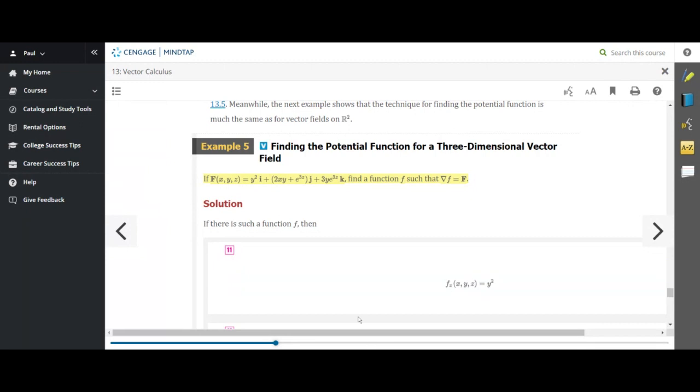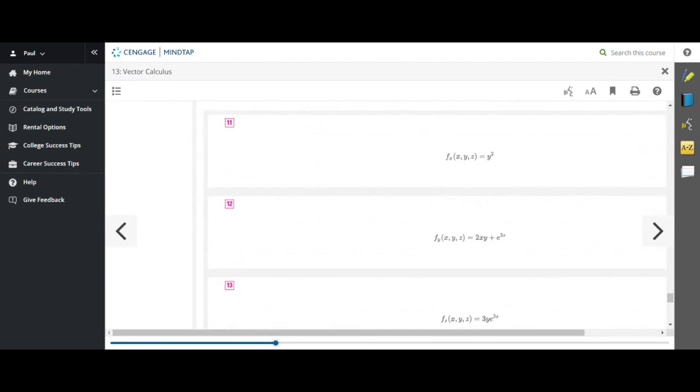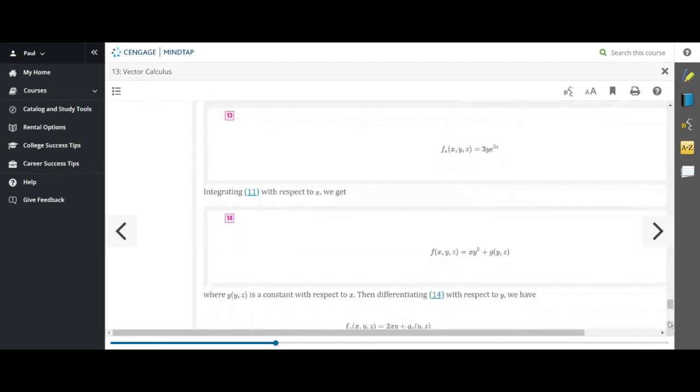So what you would do in this case is you would have three partial derivatives, and you set each one equal to the corresponding component of the vector field. And then what you have to do is find that potential function.